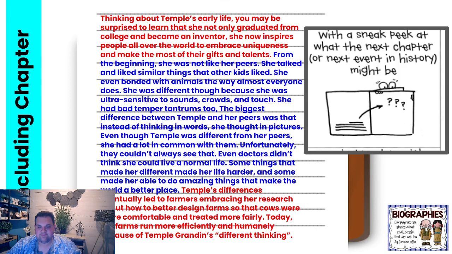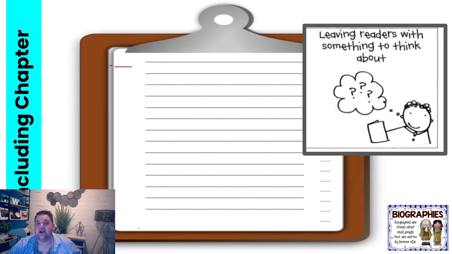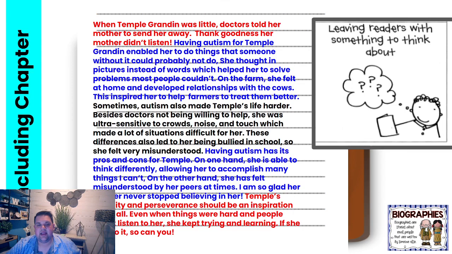And then the last way is by leaving the readers with something to think about. And here's how this one would work. Temple's tenacity and perseverance should be an inspiration for us all. Even when things were hard and people didn't listen to her, she kept trying and learning. If she can do it, so can you. So this last paragraph, or last couple of sentences, shows us what we can think about her as a person and how she's really affected people today and people in the future.